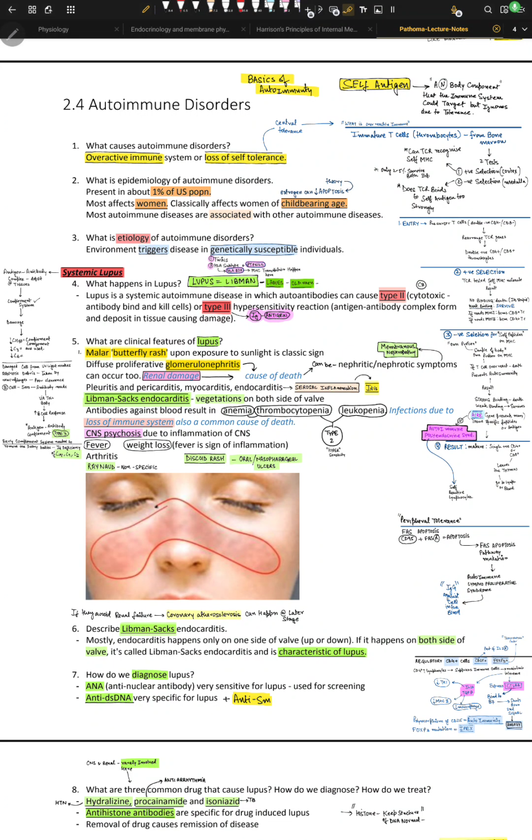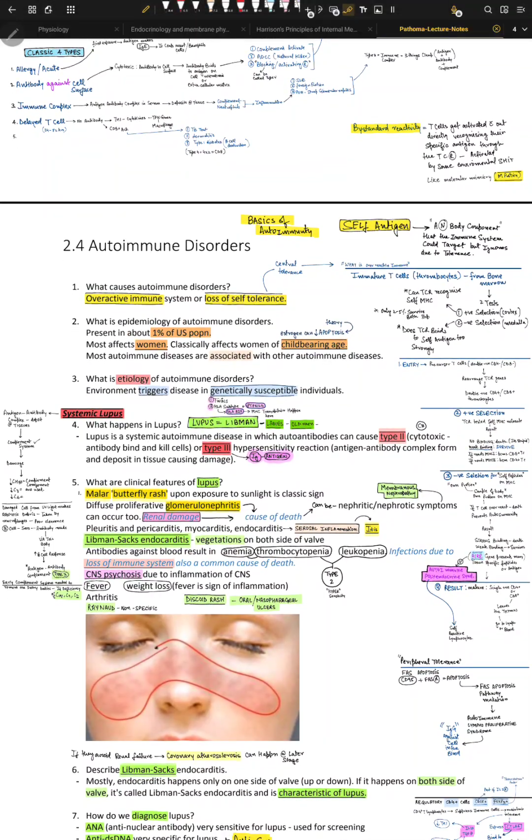Understand autoimmune disorders. And under autoimmune disorders, let's try to get the basics of autoimmunity first. So let's try to understand the basics. The basic of autoimmunity, we understand what is self-antigen. We understand what is immature T cells. We already understand positive selection, negative selection.